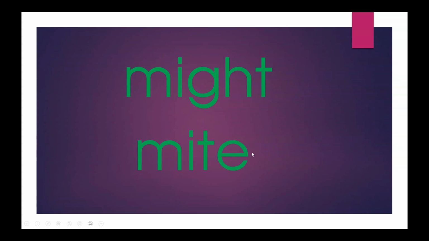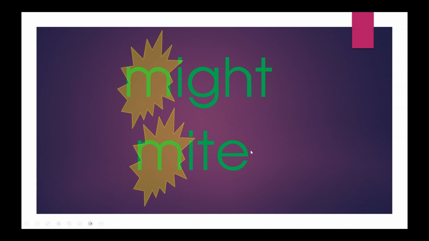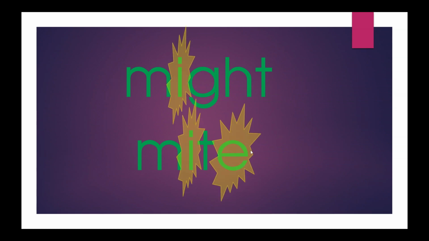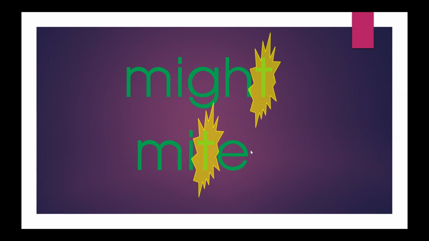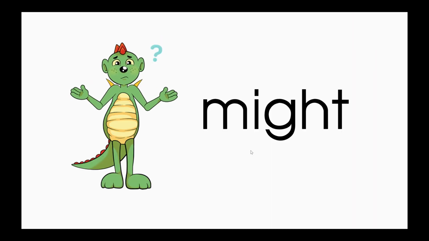There are two ways of spelling mite. They both contain the same sounds: I, T. There is the might that is a verb and is used to express possibility or permission. I might be late. Might I ask you a question?